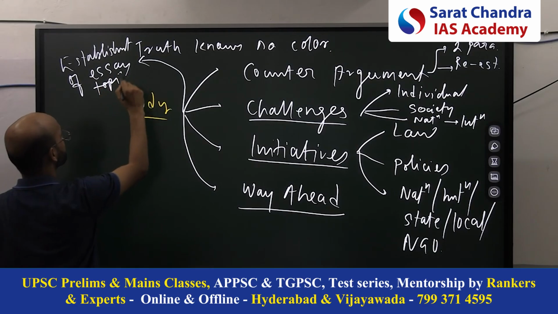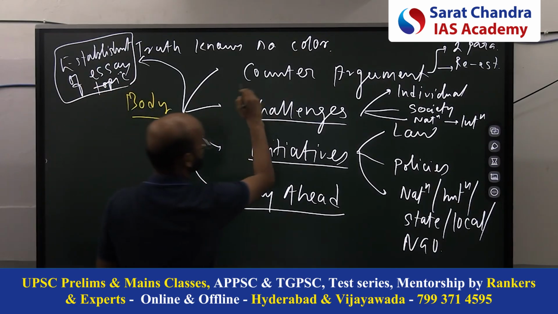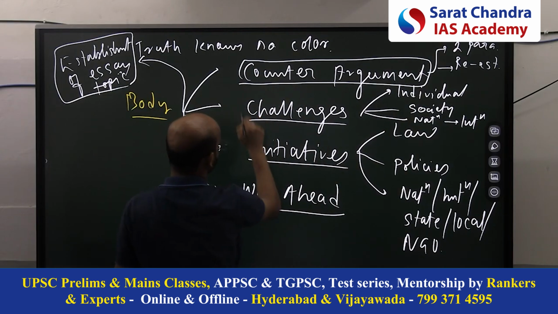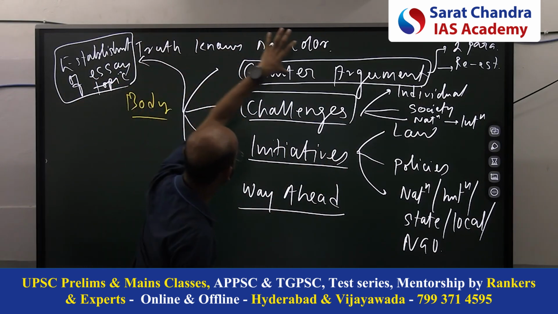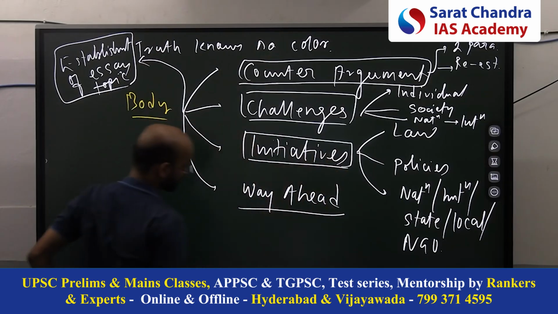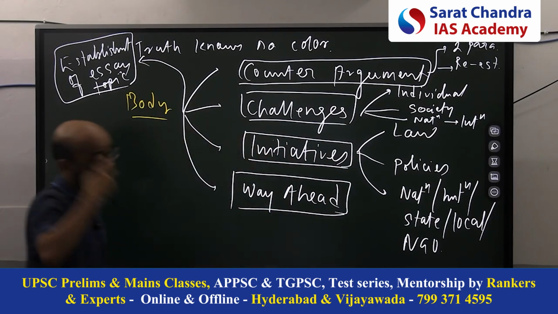So first you have established this. I have already explained. Then you have to give the counter argument. You have to talk about the challenges to achieve this. Truth knows no color. Then you have to talk about what initiatives have been taken, what way ahead you can suggest.